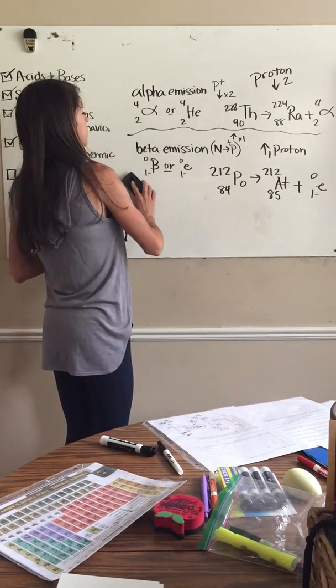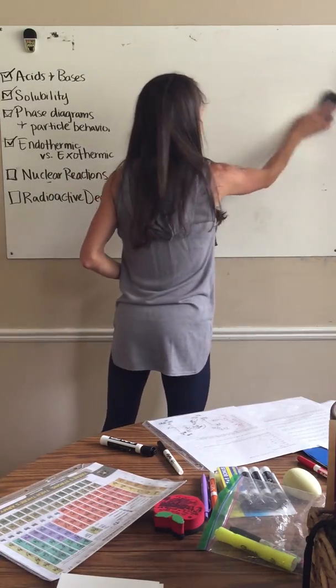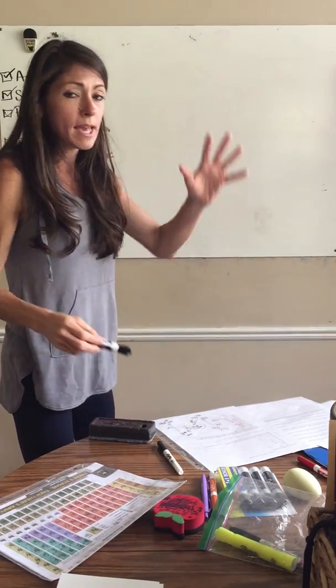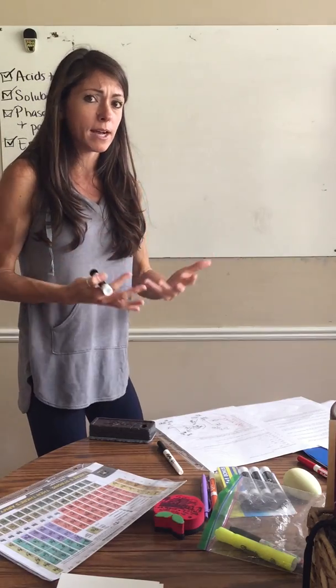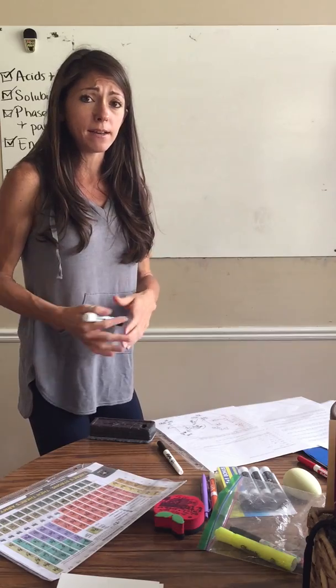Alpha emission, beta emission. Now, another way you might see this given to you would be an isotope that goes through several rounds of different types of decay, maybe a mixture of alpha and beta.